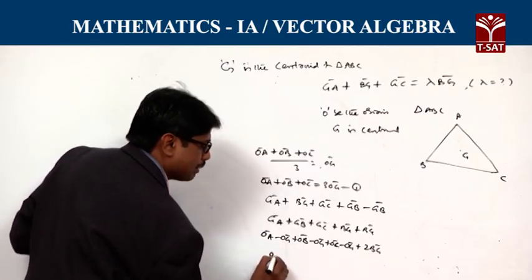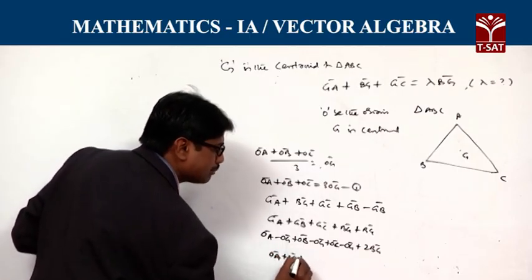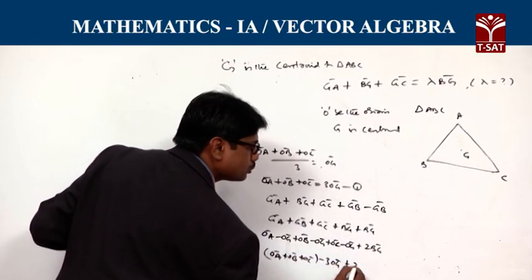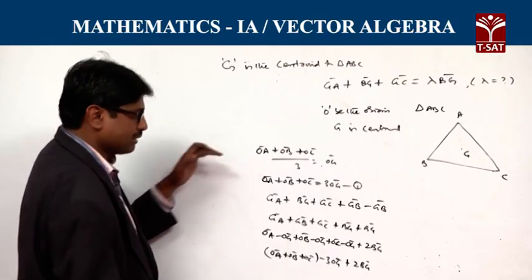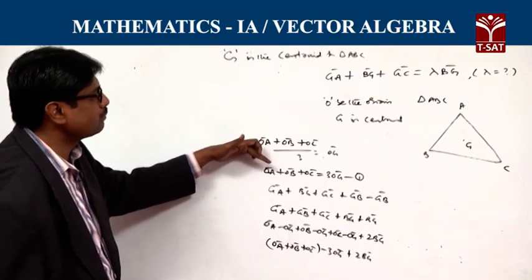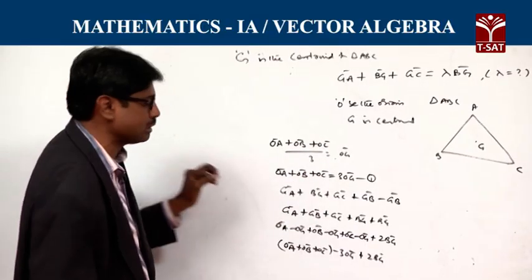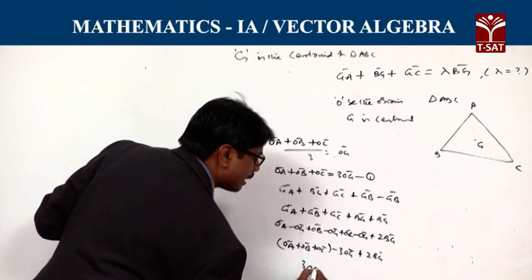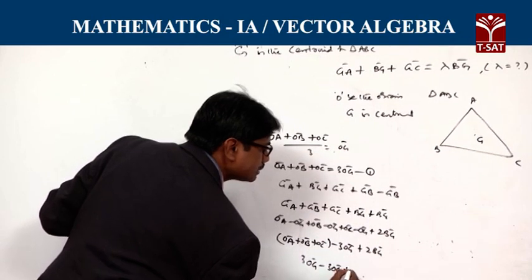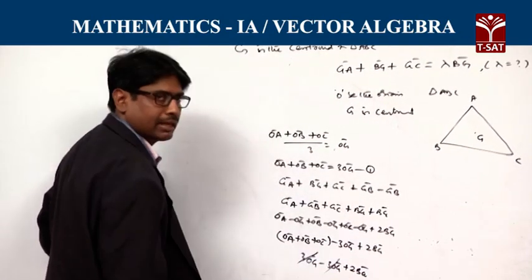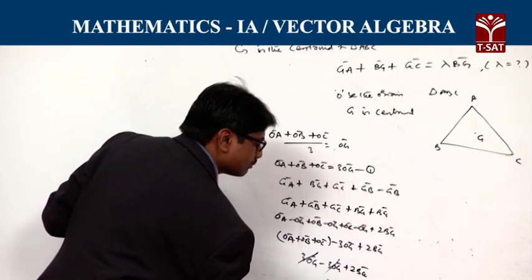Separate it. OA bar plus OB bar plus OC bar minus 3 times of OG bar plus 2 times of BG bar. In the first equation already we did by the centroid formula, OA bar plus OB bar plus OC bar is equal to 3 OG bar. So, this will be 3 OG bar minus 3OG bar plus 2 times of BG bar. So, the 3OG bar cancel. So, lambda will be equal to 2.